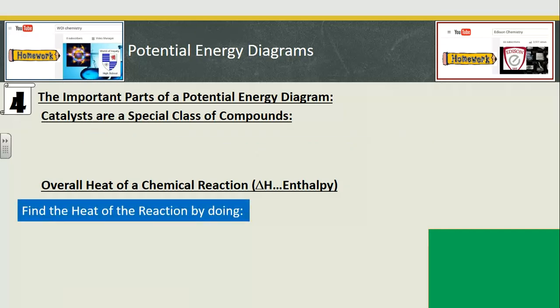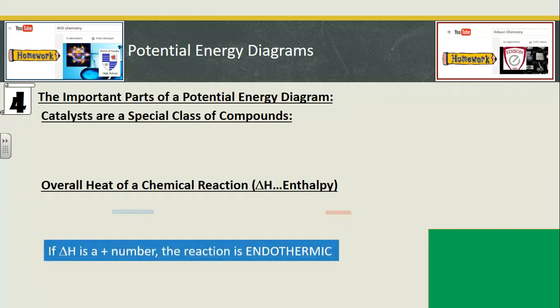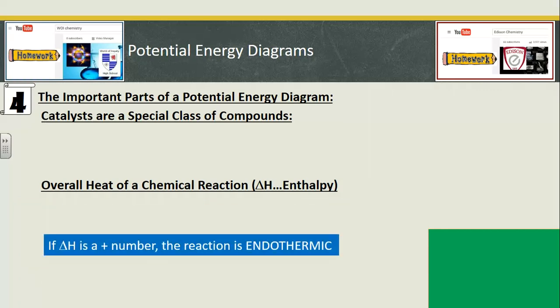The overall heat of a reaction is delta H, it's the enthalpy, and you find the heat of the reaction by subtracting the heat of the reactants, which is listed for you in the graph on the y-axis, from the heat of the products, which is listed for you on the y-axis again. Trace the levels over the little dotted lines and you can see the heat that is involved. If delta H is a positive number, the reaction is an endothermic one because delta H being positive means that the reaction absorbed heat. The products have more heat than the reactants did, and therefore that heat came from somewhere. It has soaked it up from the environment.